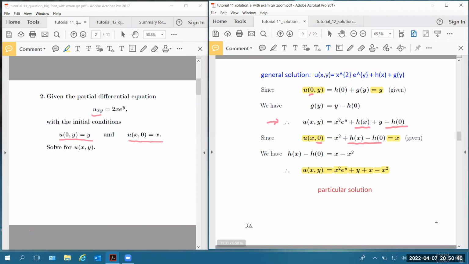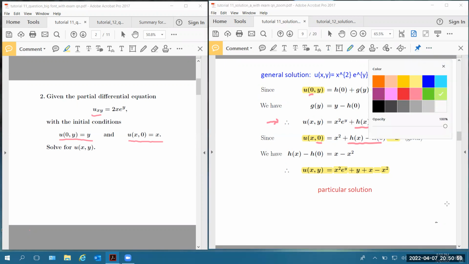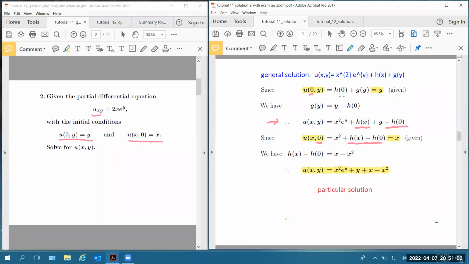Sorry, Prof. Can you explain how you get g(y) again? Yes, sorry. Here, you use this equation. Let me change the color here. You use this equation, then you can get your g(y). Can you see? Yes, thank you. So that's how you get this. Okay, let's do the next question.